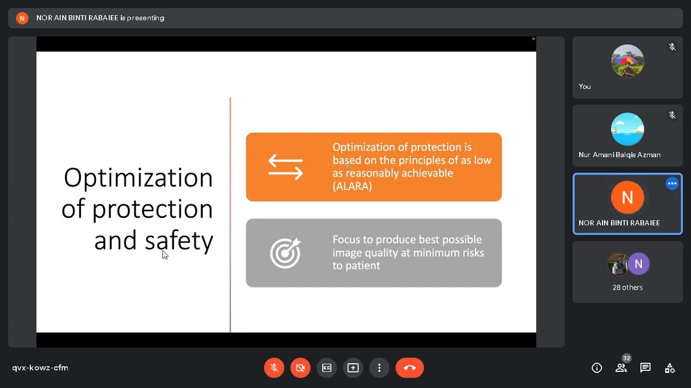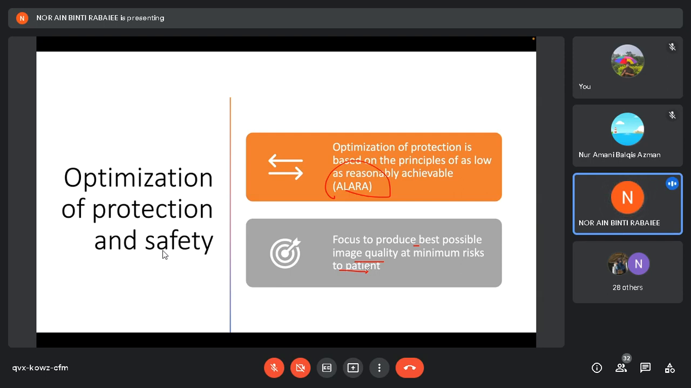The second one is optimization. The second principle, optimization, refers to the ALARA principle, as low as reasonably achievable. It focuses on producing the best possible image quality at a minimum risk to the patient. So the two complement each other. We don't want to sacrifice the patient by exposing him or her too much to radiation just to get the best possible image.